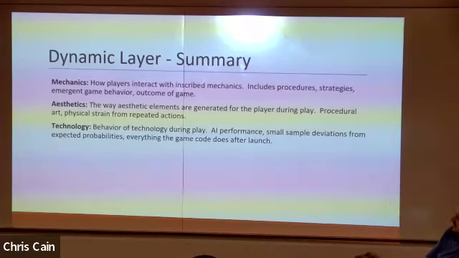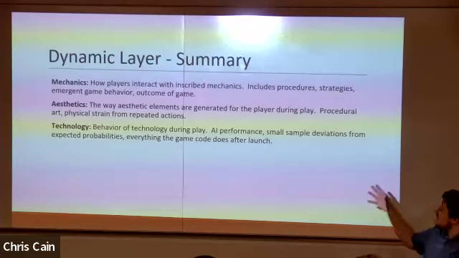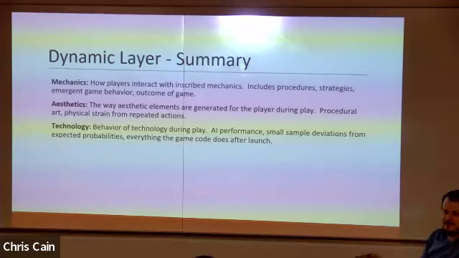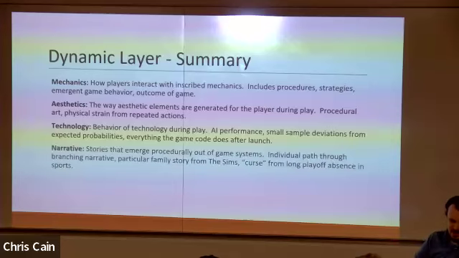If there are small sample deviations from expected probabilities, going back to snakes and ladders, you expect to hit ladders and snakes with about equal probability, but it's not guaranteed. You may go through an entire play of that game hitting nothing but ladders. That creates emergent behavior that changes the technology of the game based on what happened in that particular run of the game, that particular instance of the game. So everything the game does after it launches, all of that is dynamic.